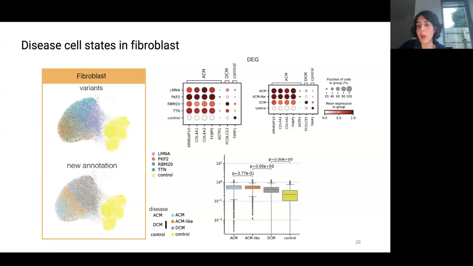And in this bar plot, I'm showing you more or less the same thing, but here I just aggregated these genes and calculated an ACM score. Then you can see that the ACM score is also very similar between ACM and ACM-like cells. So with this method, we could find some new cell states in the DCM cells, which were not discovered in the past. This is also quite interesting for cardiologists.